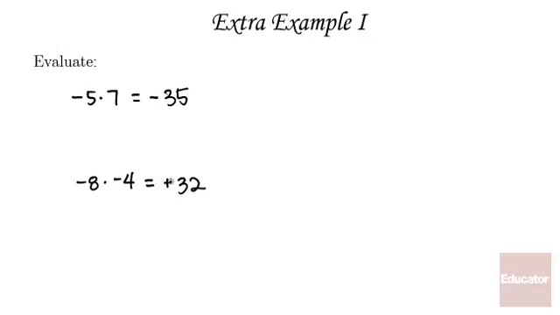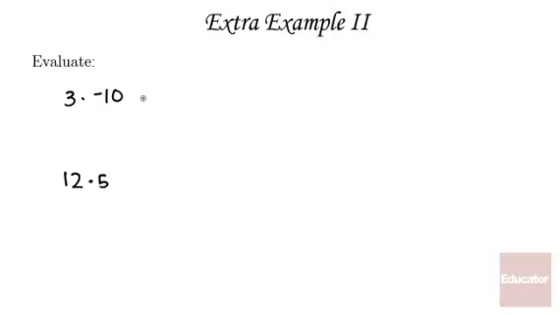Another way to think of it: if you have an odd number of negatives in the problem, then your product will be a negative. If you have an even number of negatives, like 2, 4, 6, 8, then your answer would be a positive. So every two negatives cancel each other out to make a positive. Even if you're multiplying four numbers together and they're all negatives, you have four negative signs, so that's going to give you a positive product.